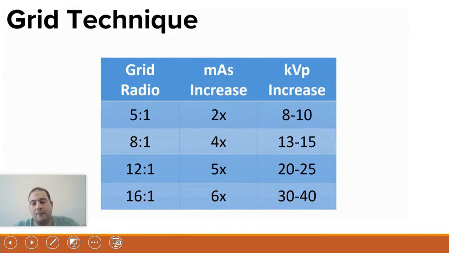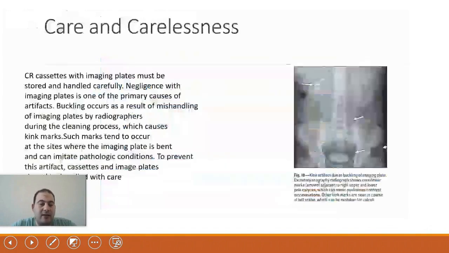For example, the grid ratio and its relationship with increasing values. As we mentioned, 8 is the one I use, and 16 is used in chest cases. Of course, the increase or increment is in milliampere seconds and kV.